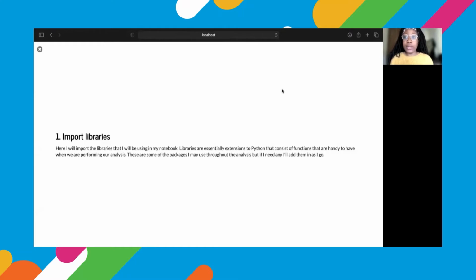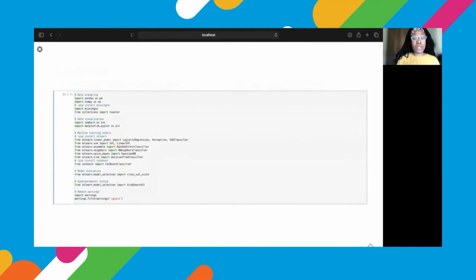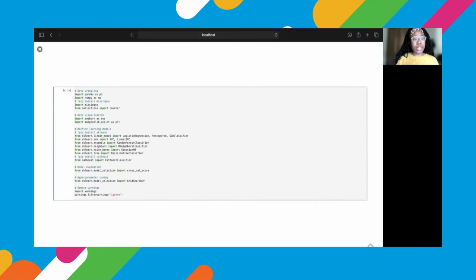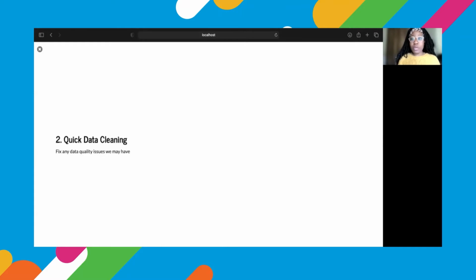So the first thing we're going to do is import our libraries. Now, libraries consist of functions that are handy to have when performing our analysis. So let me just import our libraries or our packages as well. And now we're going to move on to data cleaning.